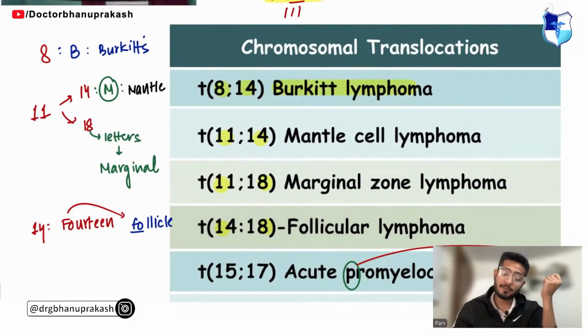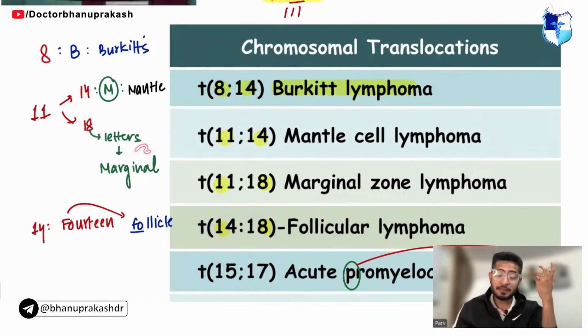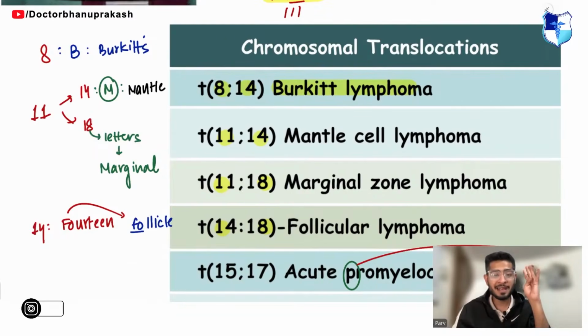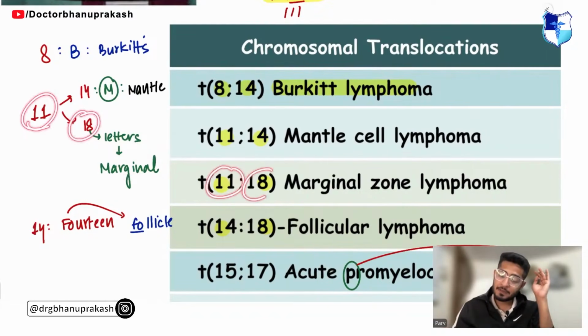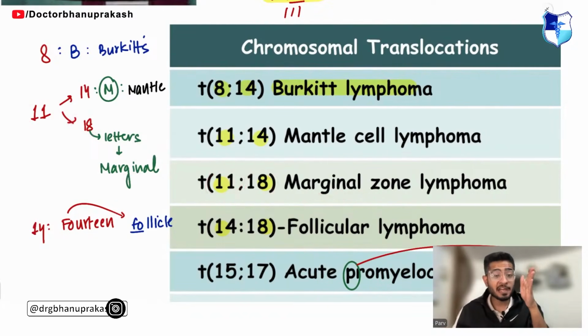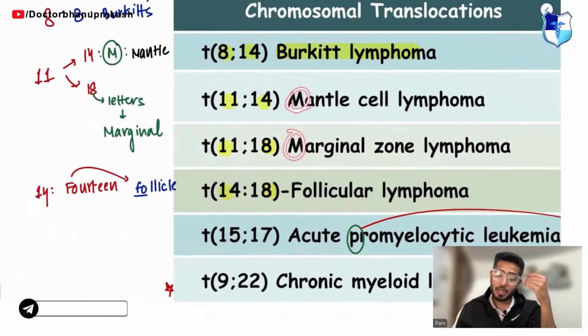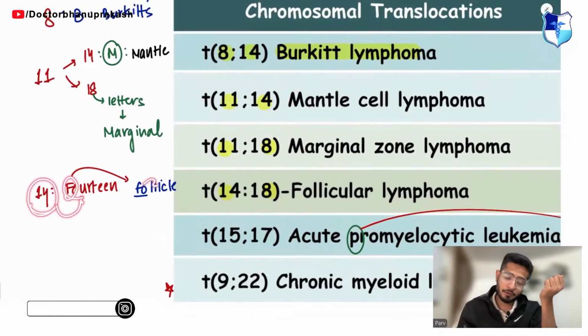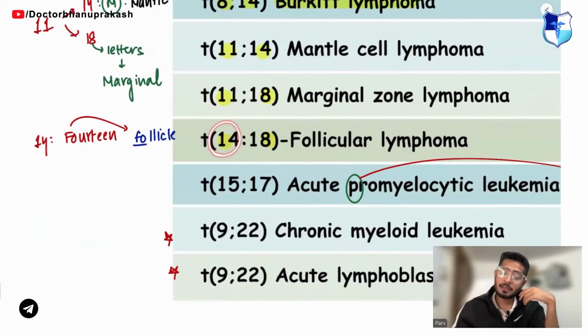After that, you have got 11. So 11:14, 11:18. Remember, 11:18 is the 8-letter word, marginal. Marginal has 8 letters. So 11:18 is going to be marginal. If 11 and 18 is marginal, then mantle is going to come in 11:14. M for marginal, M for mantle. Then F for 14:18, F for follicle. So follicular lymphoma is going to be 14:18.